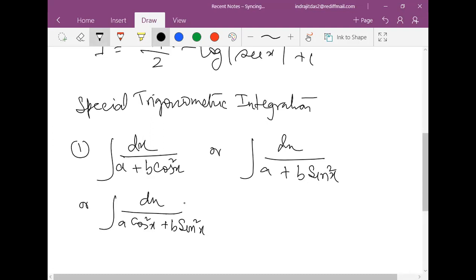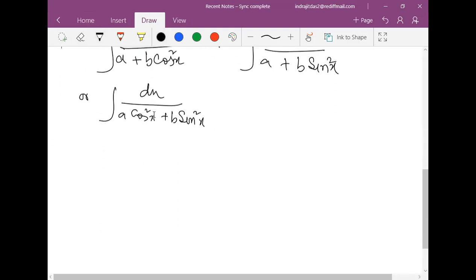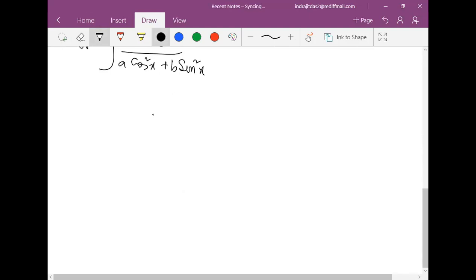Actually today I am doing the first type. I will discuss some more types, the trigonometric types, later. Today I am discussing this first type. The first type I can say is dx by a plus b cos square x, or a plus b sin square x, or a cos square x plus b sin square x.